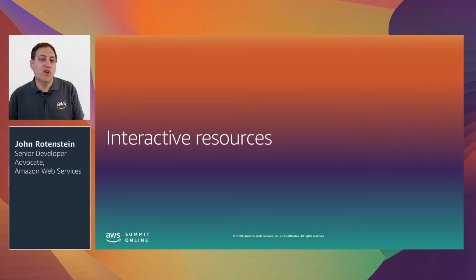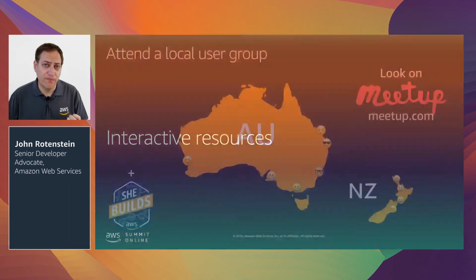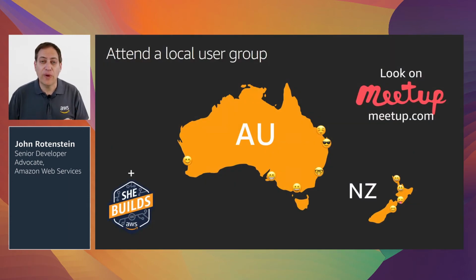Okay, let's now move on to interactive resources. These are resources where you can ask a question and get some information back. The first of these is our recommendation to attend a local user group. We have hundreds of user groups all around the world. In Australia and New Zealand, there are user groups in most capital cities.